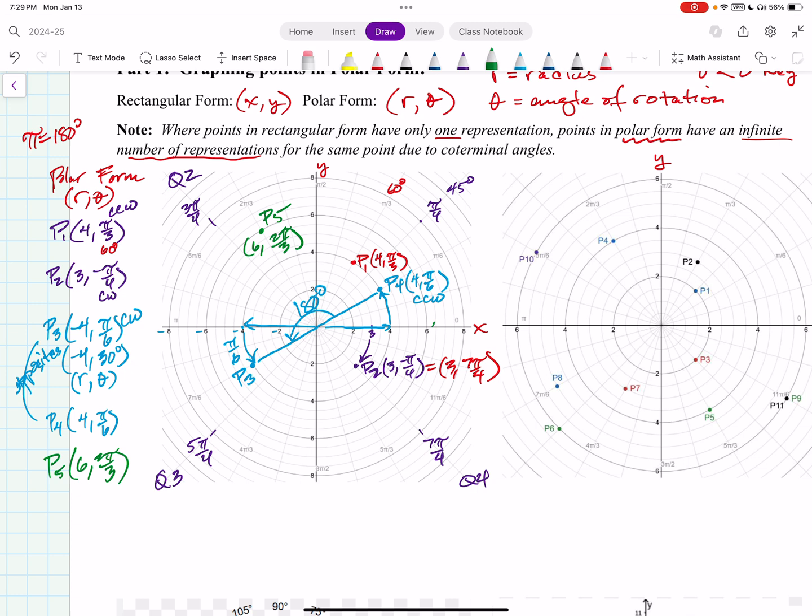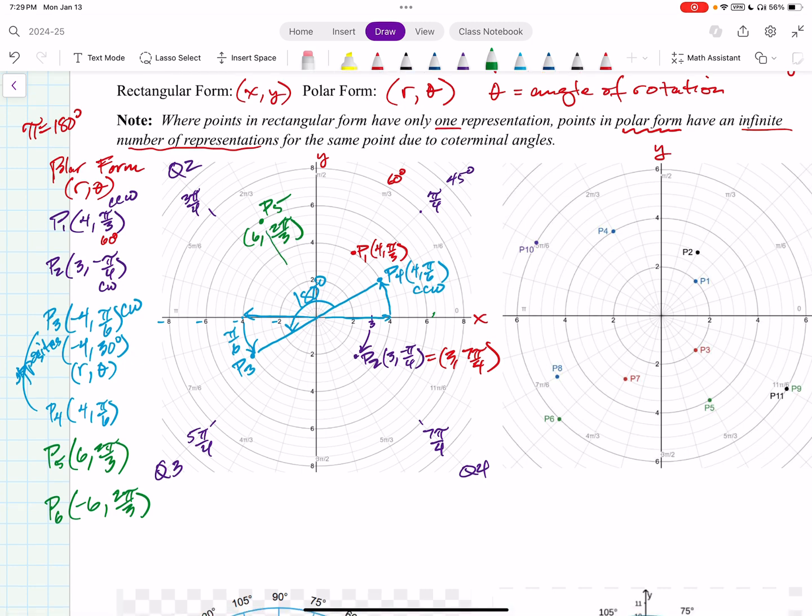Okay. Now, if you were going to graph another point, let's come up with negative 6 comma 2 pi thirds. All right, one easy way to get there is go in the opposite direction. And the opposite of 2/3 pi, guess what, is 5/3 pi. So just look on the screen now, and just go in the opposite direction. And now you're here at P6, which is negative 6 comma 2 pi thirds.